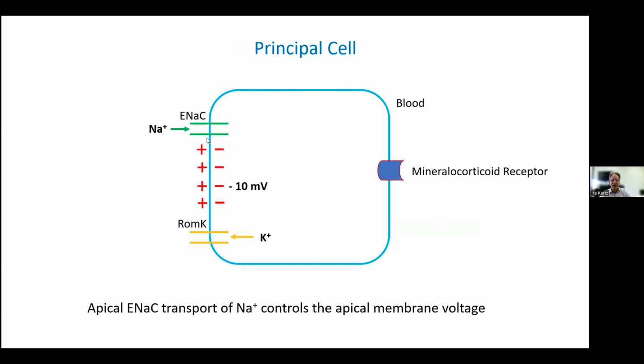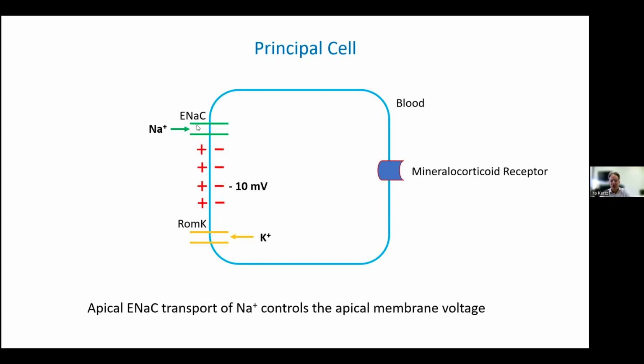ENaC is sitting on the apical membrane. These two lines just depict a channel, there's nothing fancy. Sodium goes through here from outside to inside, going down a concentration gradient. The sodium in the lumen is 40, 50, 60, 70. It's not like blood, but it's definitely higher than inside a cell. The cells in our body have an intracellular sodium of 10 to 20 milliequivalents per liter, much less than blood.